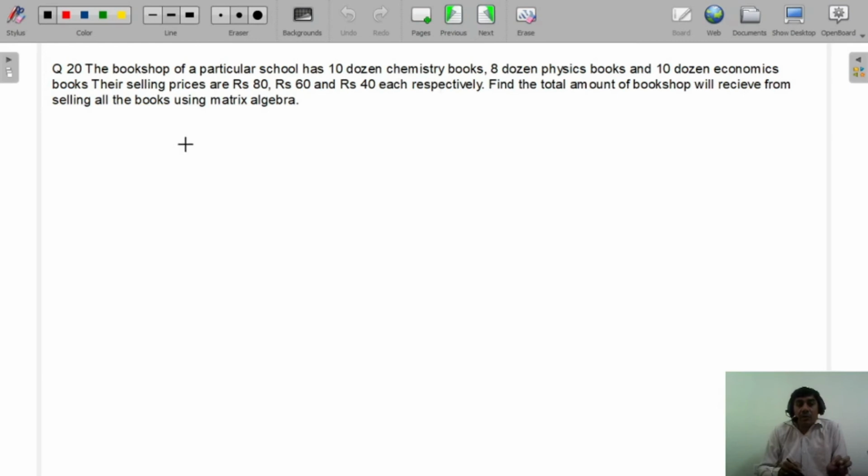Next, question number 20. The bookshop of a particular school has 10 dozen chemistry books, 8 dozen physics books and 10 dozen economics books. Their selling prices are rupees 80, rupees 60 and rupees 40 each respectively. Find the total amount the bookshop will receive from selling all the books using matrix algebra.